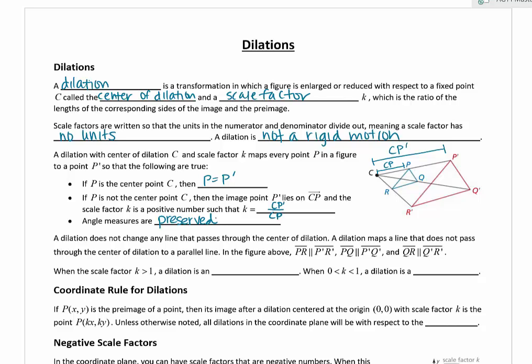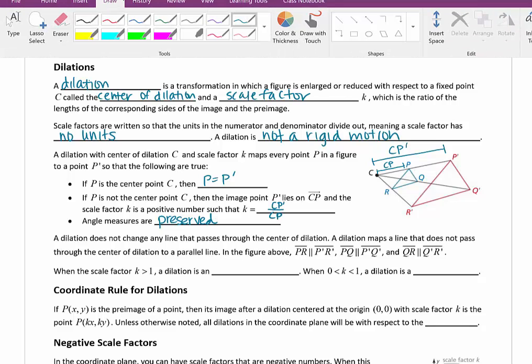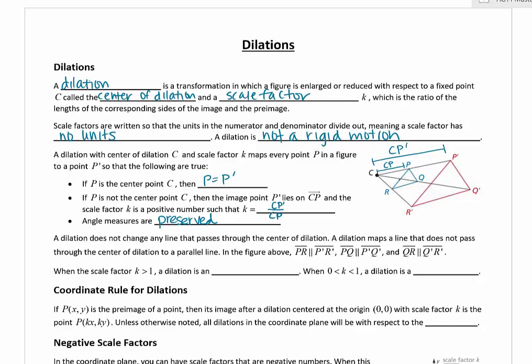A dilation will not change any line that passes through the center of dilation. A dilation maps a line that does not pass through the center of dilation to a parallel line. In the figure above, PR is parallel to P prime R prime, PQ is parallel to P prime Q prime, and RQ is parallel to R prime Q prime. So all of these are parallel to each other. However, they are not the same size.